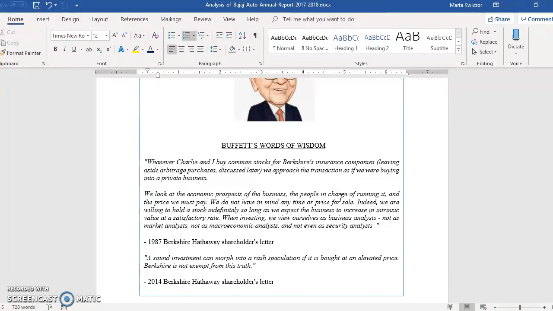When investing, we view ourselves as business analysts, not as market analysts, not as macroeconomic analysts, not even as security analysts. This is a pretty important concept. So basically, what he's trying to say is that when he's trying to analyze a business, like buying a stock for Berkshire Hathaway, he thinks as if he's going to buy the business.